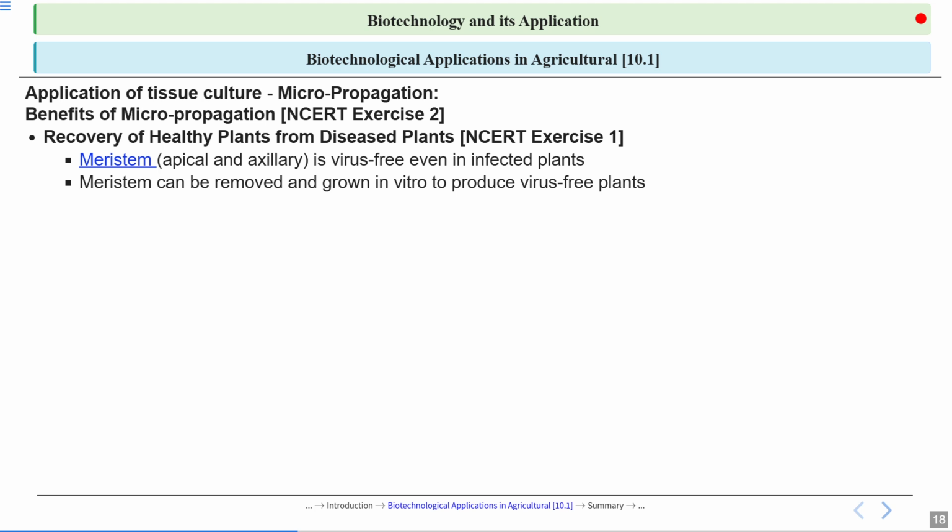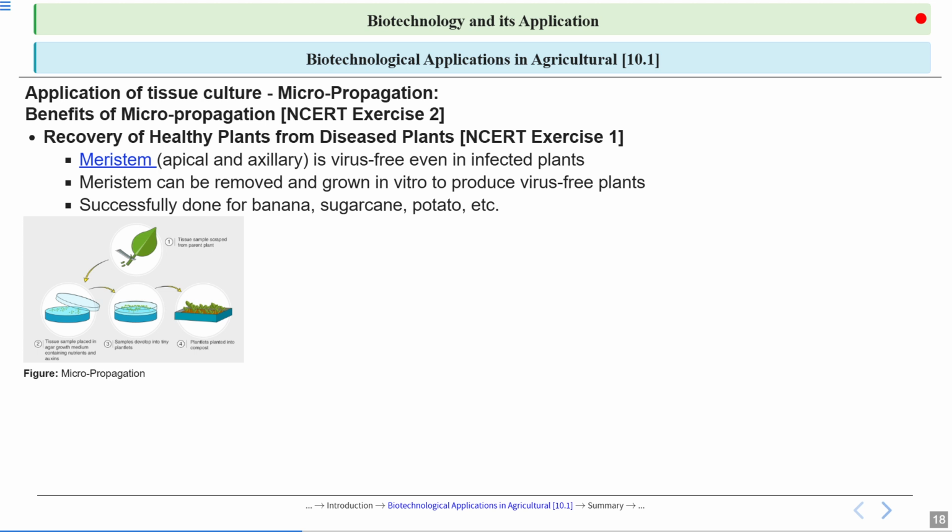Meristem can be removed and grown in vitro to produce virus free plants, successfully done for banana, sugarcane, and potato. This is the same figure in which we have seen how we can take a tissue sample scrap from the parent plant, and that tissue sample can grow into whole plantlets.